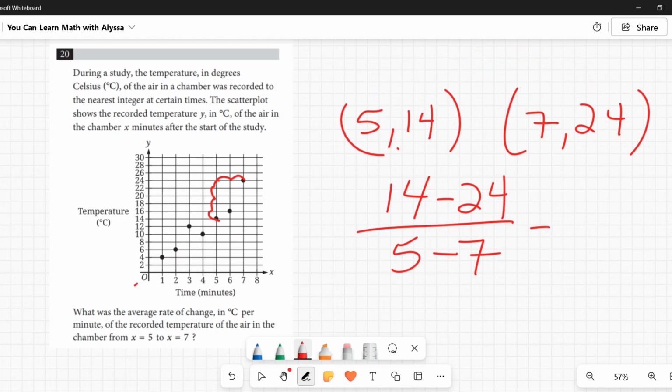Same difference. So 14 minus 24 is negative 10. 5 minus 7 is negative 2. Negative 10 divided by negative 2 is positive 5. And that's it. 5 is your answer.